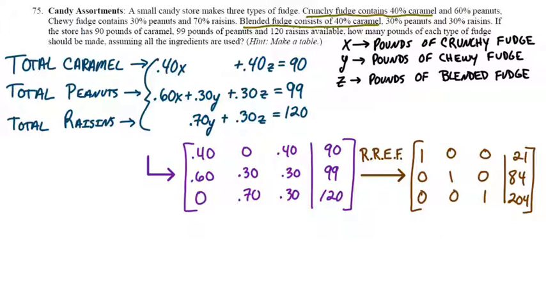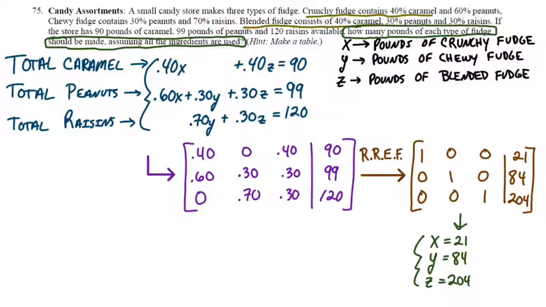And if I put this back into a system of equations, back into XYZ form, now we know X equals 21, Y equals 84, and Z equals 204. I know we've got those values right now and we're really happy, but we have not actually answered the question that was posed, which was how many pounds of each type of fudge should be made. So let's answer the question in the context that it was asked. And we know these values, right?